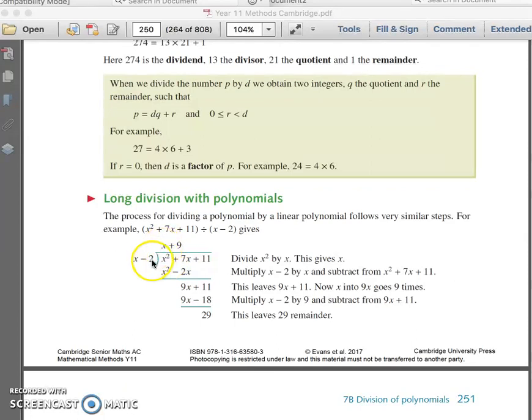Now we multiply x, but we multiply both things here. So x times x is x squared. x times negative 2 is negative 2x. It should always cancel out the x squared after the first line.